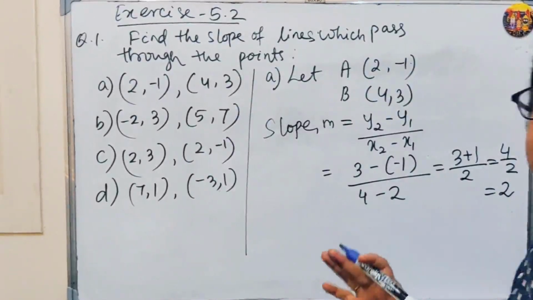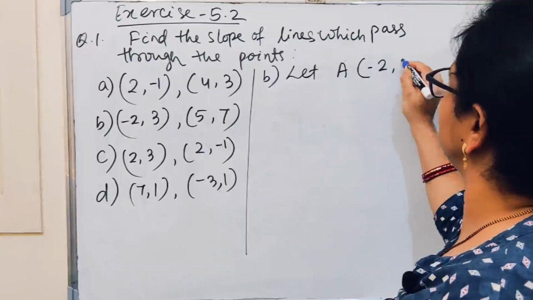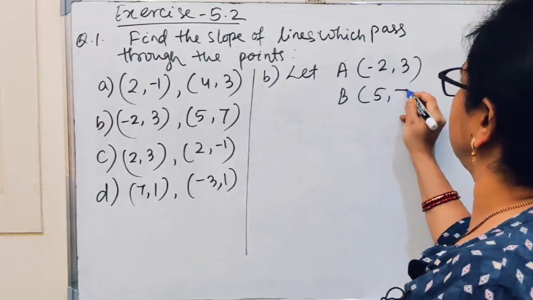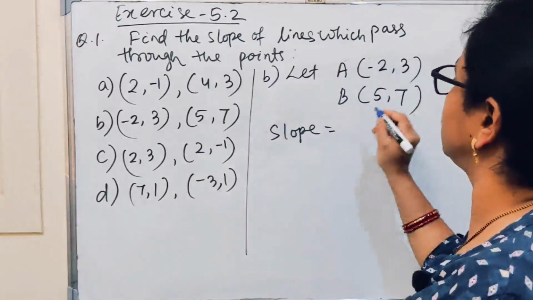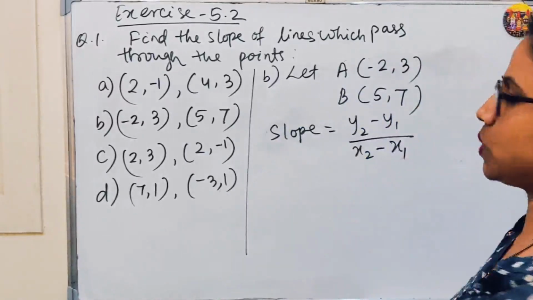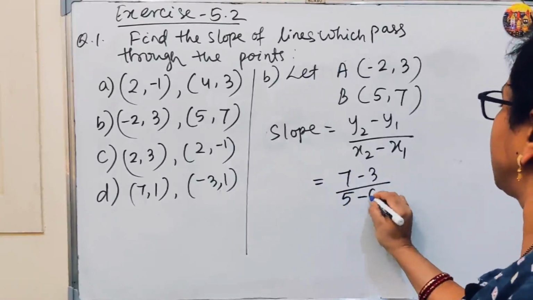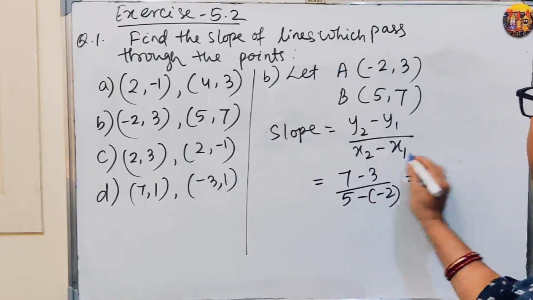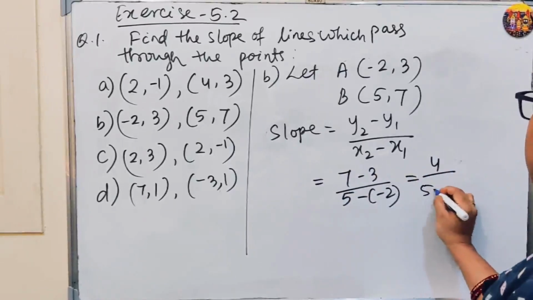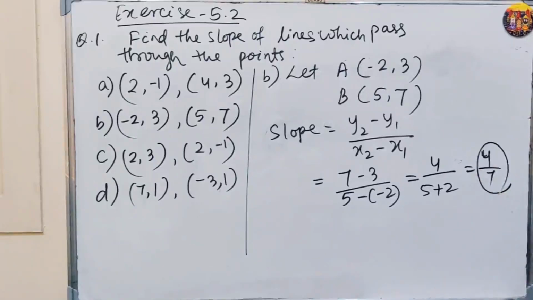Now coming to question number 2. Here let A be (minus 2, 3), B is (5, 7). So slope is equal to y2 minus y1 upon x2 minus x1. y2 is 7 minus 3 and x2 is 5 minus minus 2. So it will become 4 upon 5 plus 2, which is 4 upon 7. So the slope of the line is 4 upon 7.